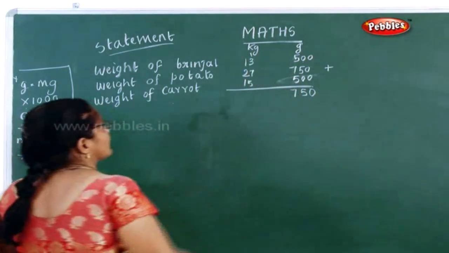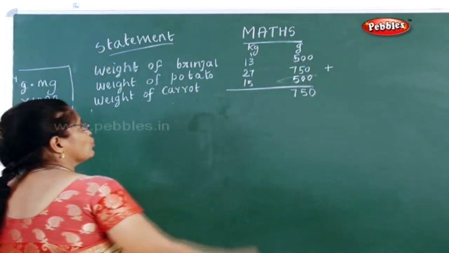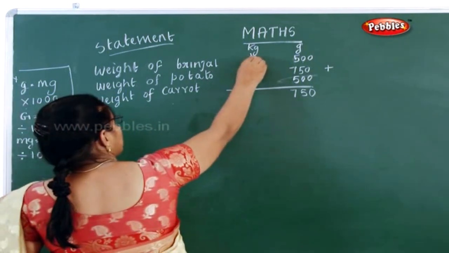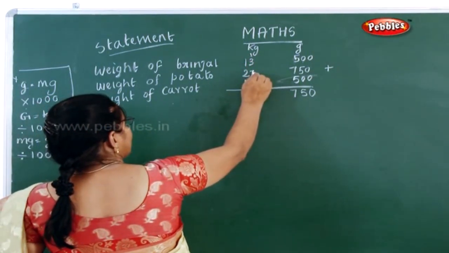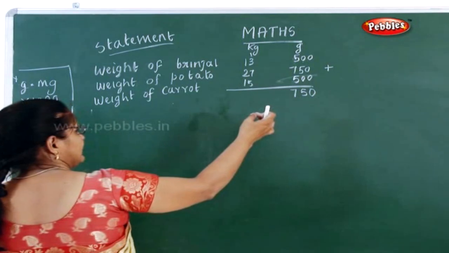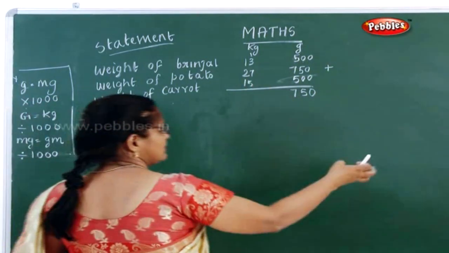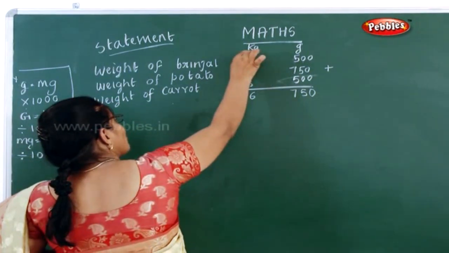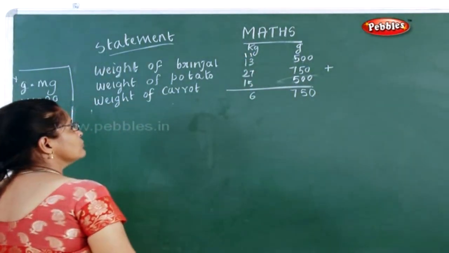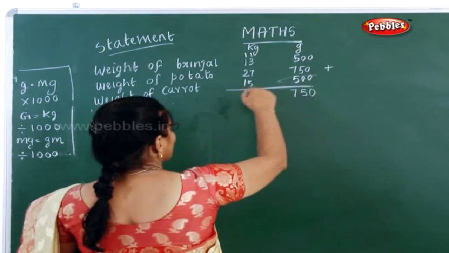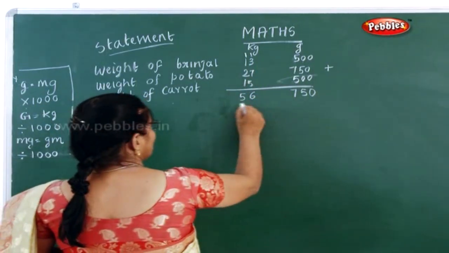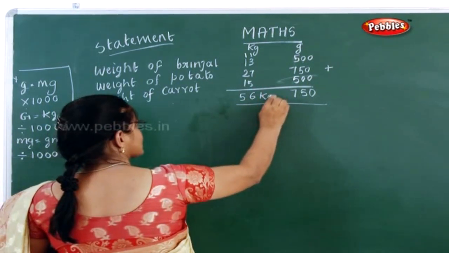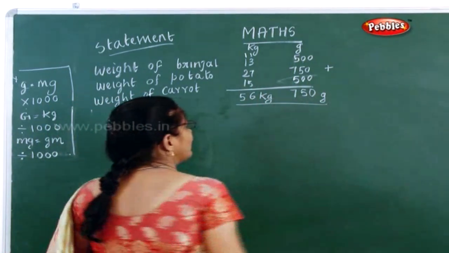Immediately 1 should be taken here. 1 plus 3, 4. 4 plus 7, 11. 11 plus 1 plus 3, 4. 4 plus 7, 8, 9, 10, 11. 11 plus 5, 12, 13, 14, 15, 16. Now what do you have to do? 1. 1 plus 1, 2. 2 plus 2, 4. 4 plus 1, 5. So immediately here what should you do? Always, never forget, it is 56 kilogram and 750 gram.